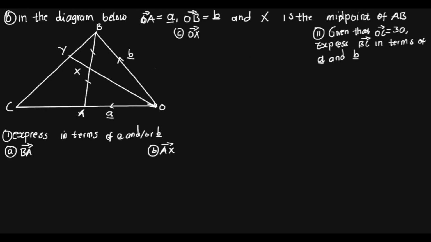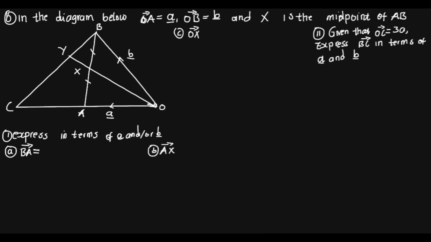Okay, so now we can move on to question 5b. In the diagram below, OA is equal to vector a, OB is vector b, and X is the midpoint of AB. We can now study the diagram. Okay, so now express in terms of a and b, vector BA. So we want to find the vector from B to A.